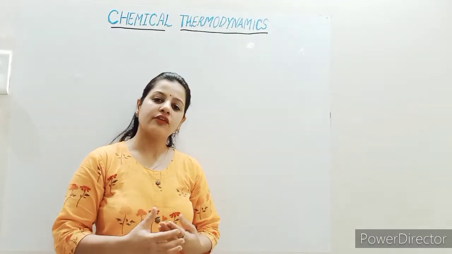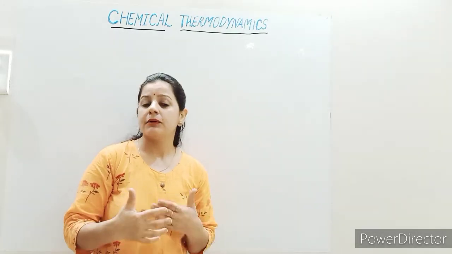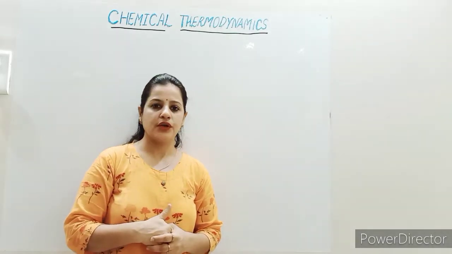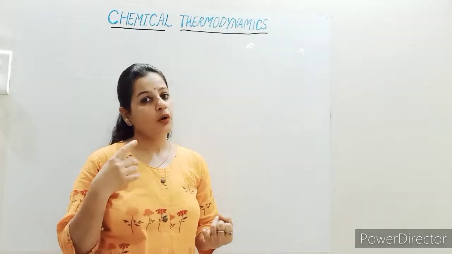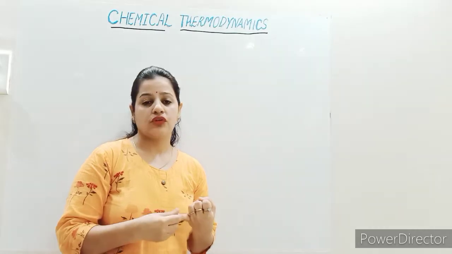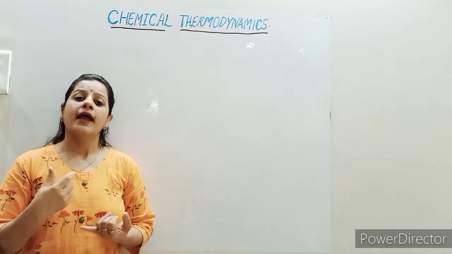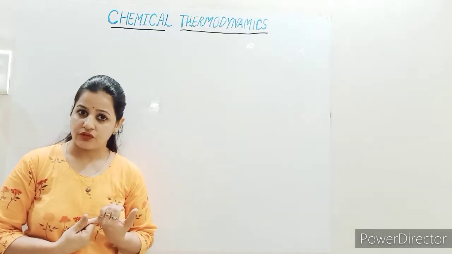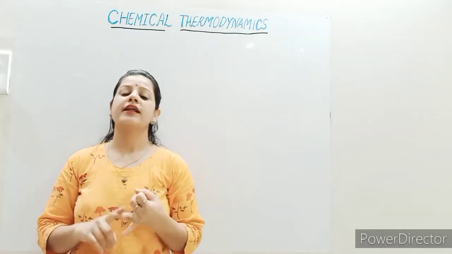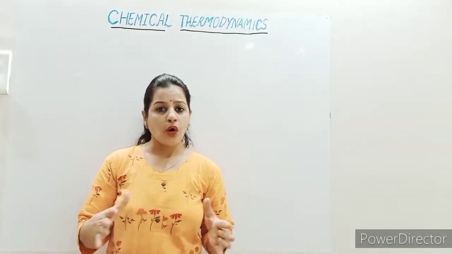Okay, so in the last video we have seen the basic concepts in thermodynamics and the main terms that we are going to use in this chapter. In our first video we saw what is a system, what is surrounding, and the types of system: closed system, open system, isolated system. Then we also saw the extensive and intensive properties of the system and the different thermodynamic processes like isothermal process, adiabatic process, isochoric process, isobaric process, reversible process. All these we have seen.